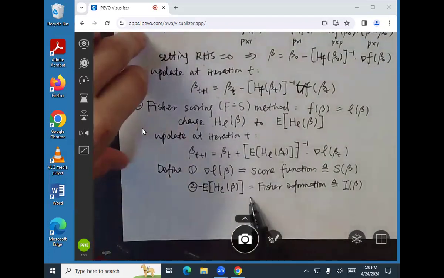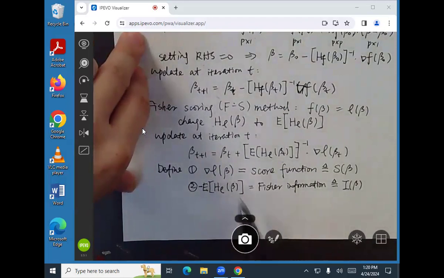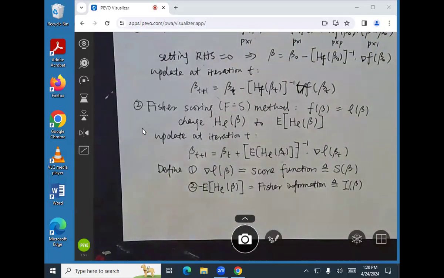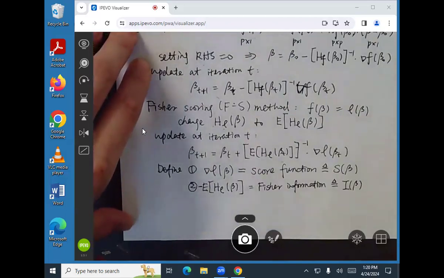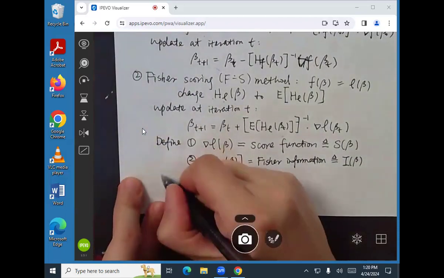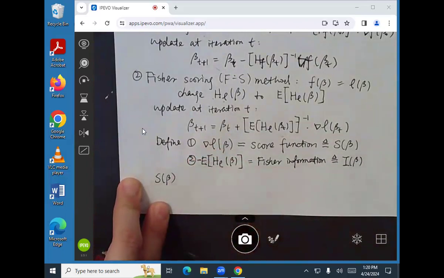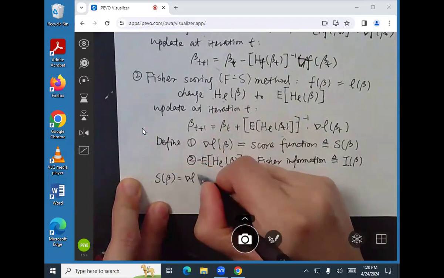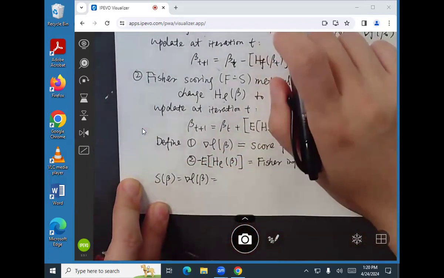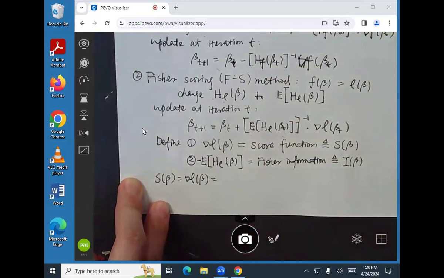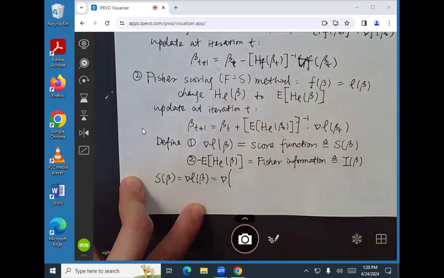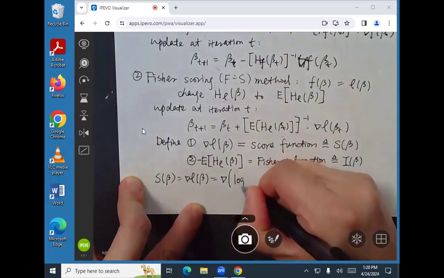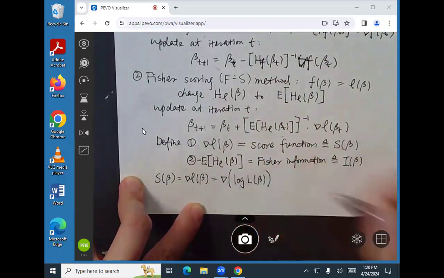Then, in the matrix form, this negative expectation of the Hessian matrix at beta is called the Fisher information. All right, so those are the two definitions. Now, we are going to look at the score function. If we use the score function, by definition, as the gradient of the log likelihood at beta, then let's go back to the definition of log likelihood. Let me just put down the definition of log likelihood. It's the log of the likelihood of beta.